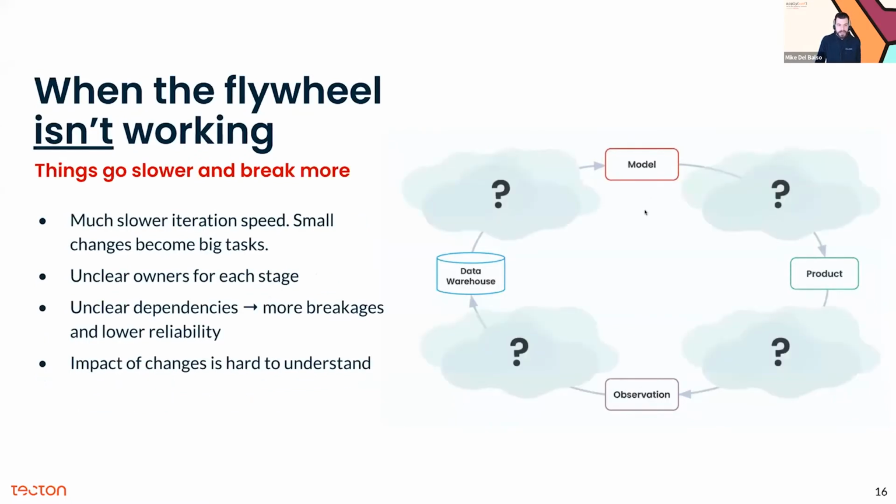When it's not working, it's very painful, and most people are in some kind of in-between state, but most people have many elements of the not working model that I'm showing here. Things go slower and they break more, basically. The iteration speed's much slower. And because there are unclear owners for each stage, especially in the bottom half of the loop, it's really hard to make changes. Small changes become really big tasks.